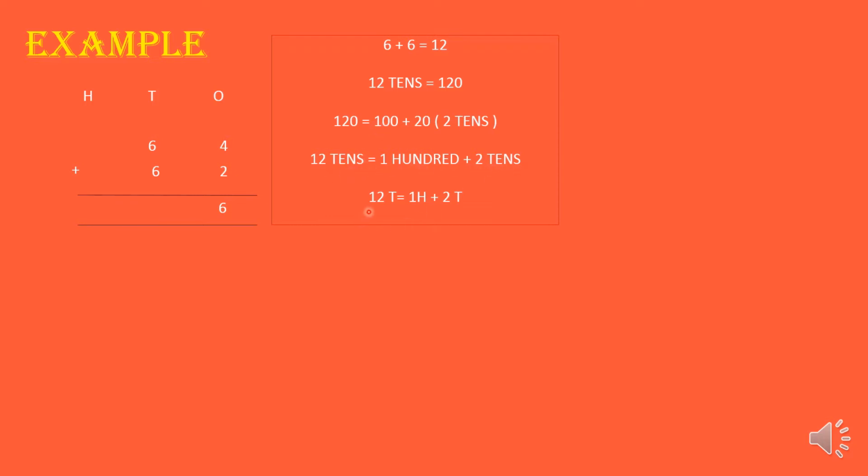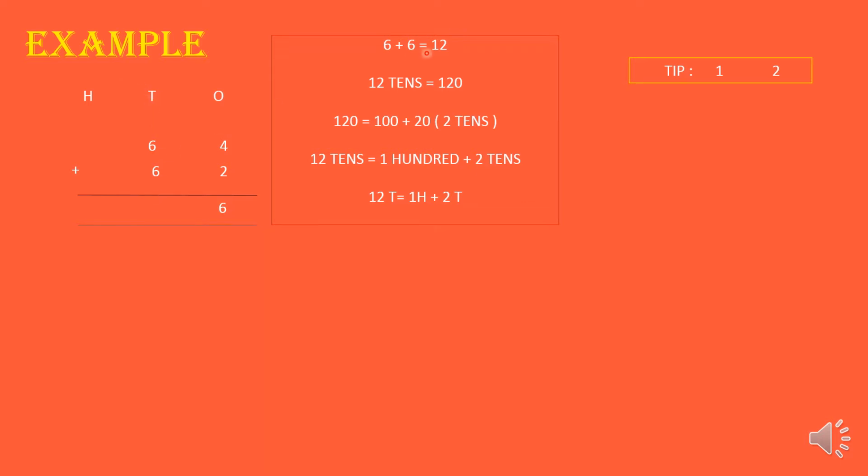So in 12 tens, how many hundreds are there? How many tens are there? In 12 tens, 100 is there, 2 tens are there. Listen carefully, don't get confused. I'll explain you clearly. First we are adding the ones column. Next we are adding the tens column.